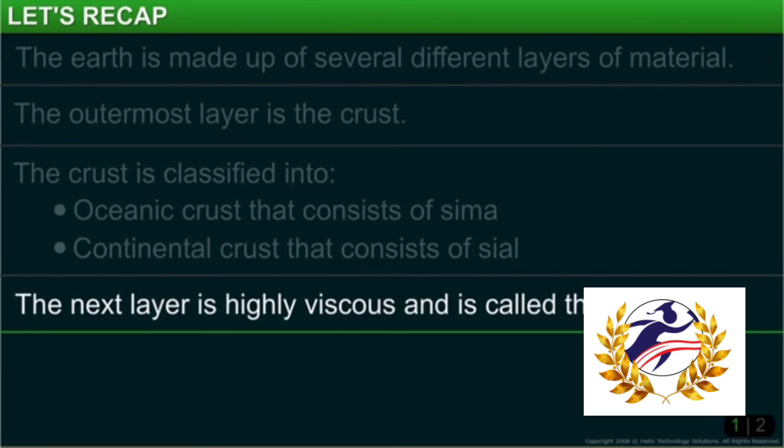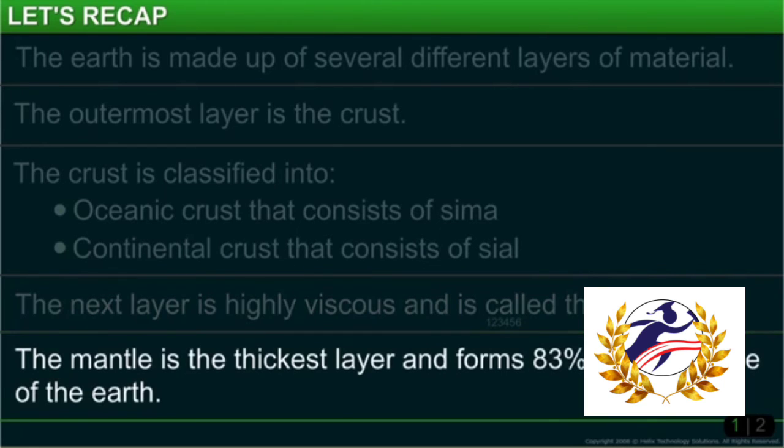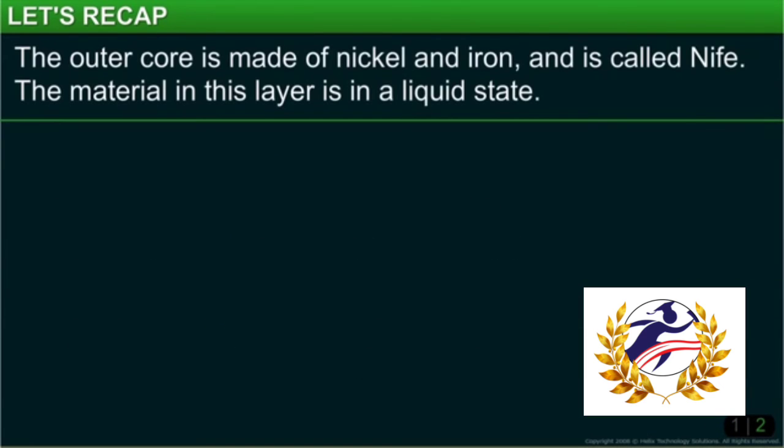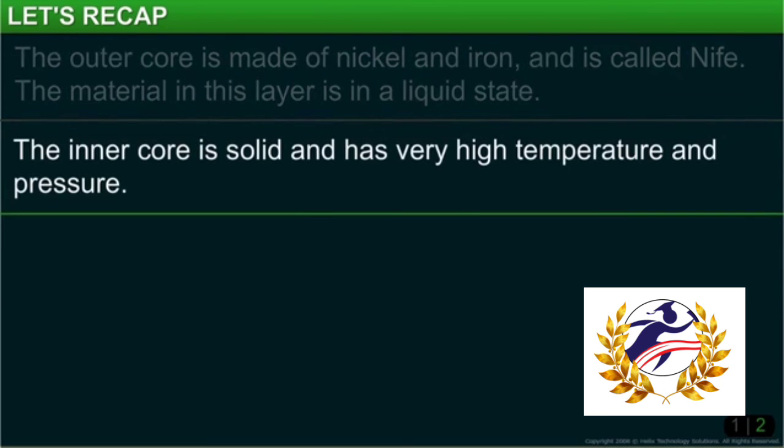The next layer is highly viscous and is called the mantle. The mantle is the thickest layer and forms 83% of the Earth's volume. The outer core is made of nickel and iron and is called nife. The material in this layer is in a liquid state. The inner core is solid and has very high temperature and pressure.